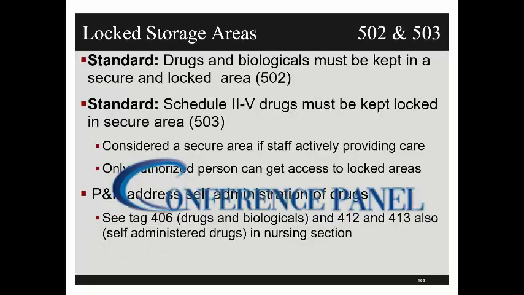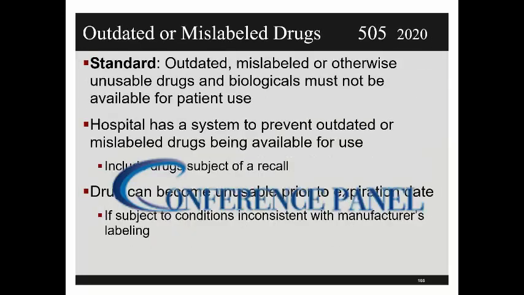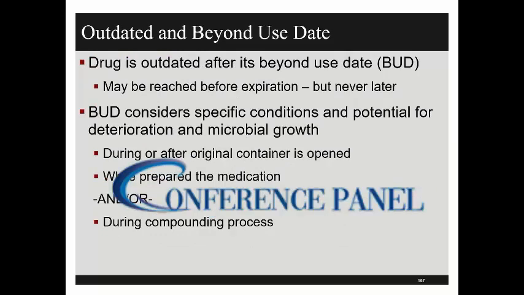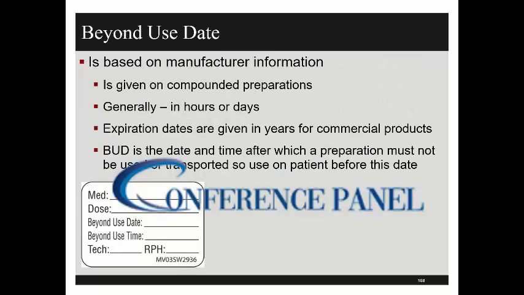The locked storage, your drugs and biologicals must be kept safe and secure. Schedule 2 through 5 must always be locked in a secure area. What do you do with those drugs that are mislabeled or outdated? What do you do with that? Drug is outdated after its beyond use date, and it can be reached before its expiration. The beyond use is based on what the manufacturer's information gives you.